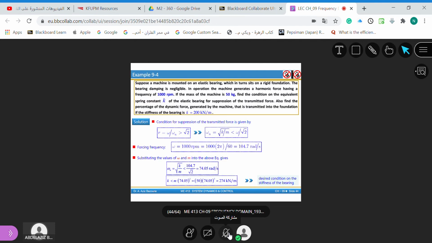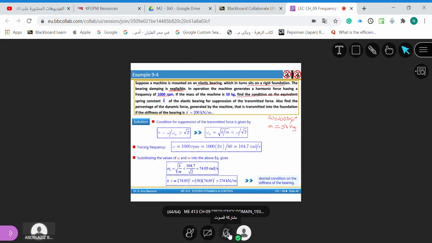An example here: suppose a machine is mounted on elastic bearings, which in turn sit on a rigid foundation. The bearing damping is negligible, meaning damping is 0, zeta is equal to 0. In operation, the machine generates a harmonic force having a frequency of 1000 RPM. So omega, the forcing frequency, is 1000 RPM. The mass is 50 kilograms.